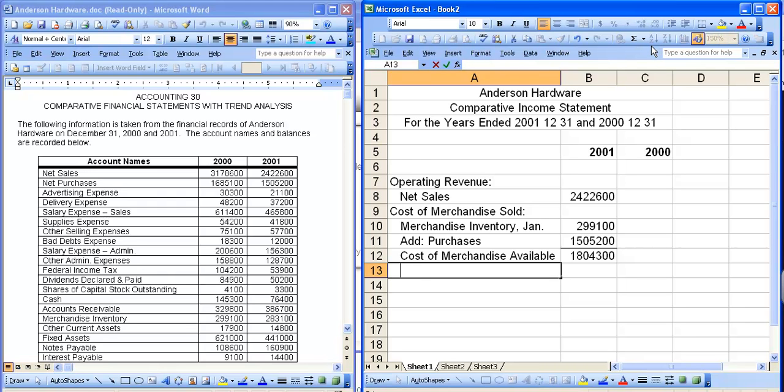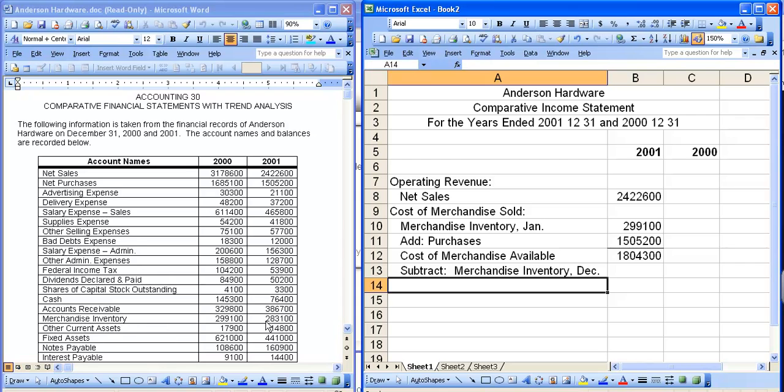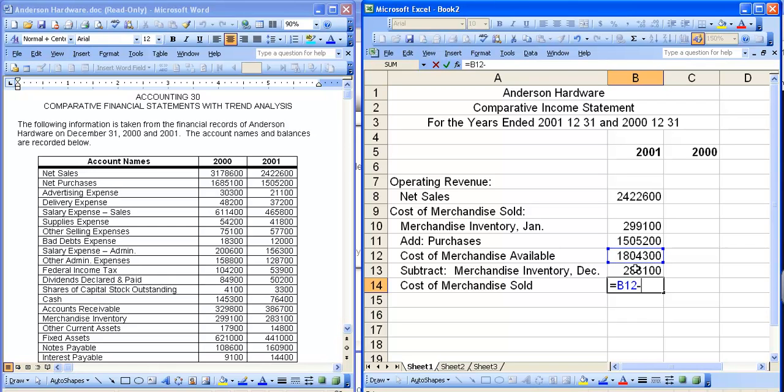The next thing we need to do is subtract merchandise inventory in December. So the merchandise inventory at the end of December 2001 is 283,100. When you subtract those numbers, that is going to give us our cost of merchandise sold. And I have given you all of the formulas so that you can use the formula to determine.